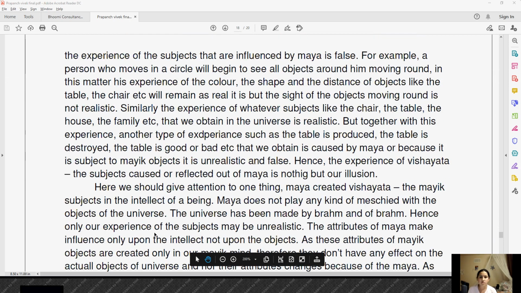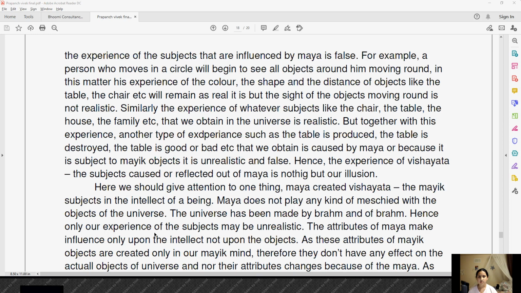For example, a person who moves in a circle will begin to see all objects around him moving around. In this matter, his experience of the color, the shape, and the distance of the objects, like the table, the chair, etc., will remain as real as it is. But the sight of the object moving around is not realistic. Similarly, the experience of whatever subjects like the chair, the table, and the house, the family, etc., that we obtain in the universe is realistic.